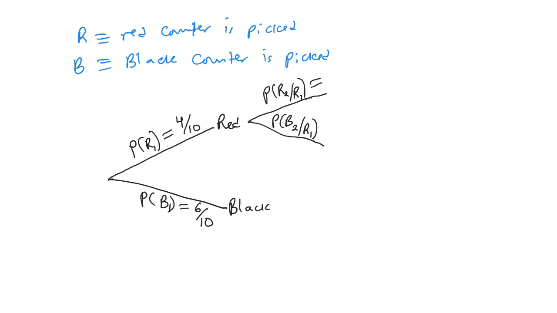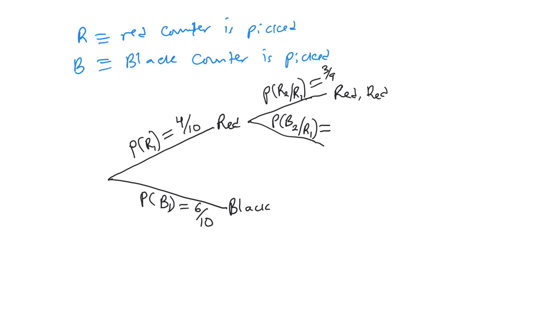So if we pick red, the first time is red and the second time is red. This is going to be 3 out of 9. The sample space has reduced because the first red you picked was not put back. So the sample space is now reduced to 9 and the red reduced from 4 to 3. So 3 over 9. That's the probability of picking a red the second time, given the first was a red.